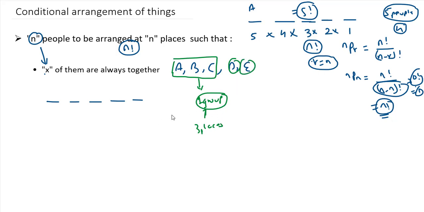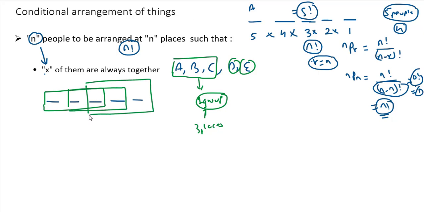So how can I make the selection of the 3 places? I can make them sit on the first 3 places, or I can make them sit on the second, third and fourth place, or I can make them sit on the last 3 places. So in any case, whenever I choose a group of 3 places, I'll be left with an additional 2 places. So in other words, I'll have to make an arrangement of 3 items on 3 places. These will be this one group and these additional 2 people. So this can be done in 3 factorial ways.